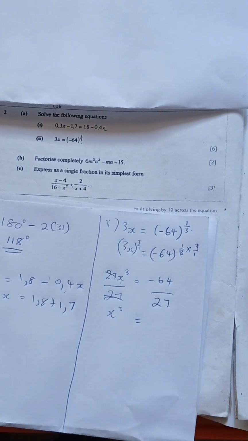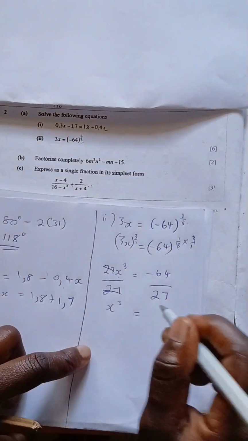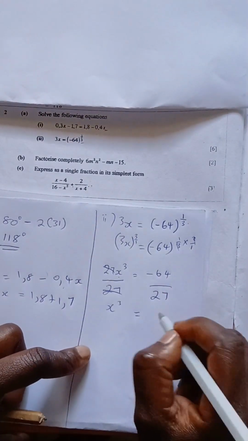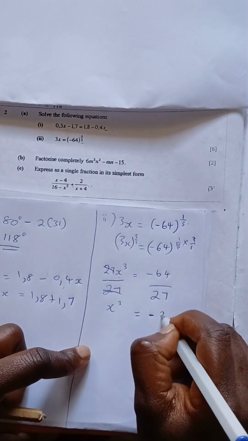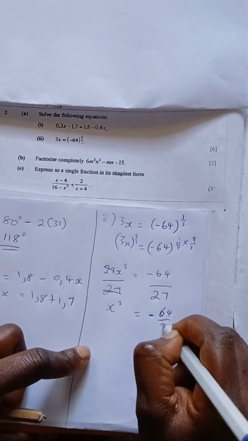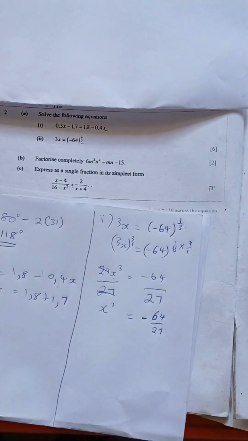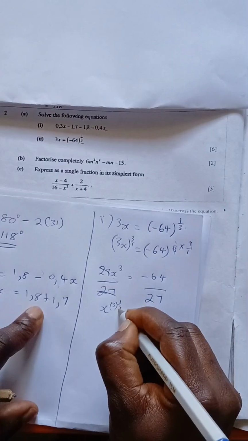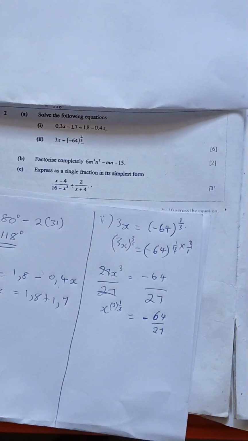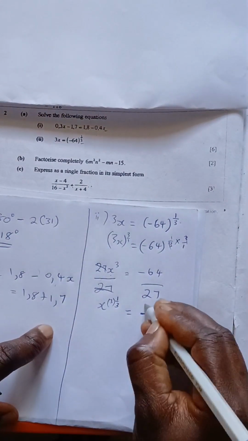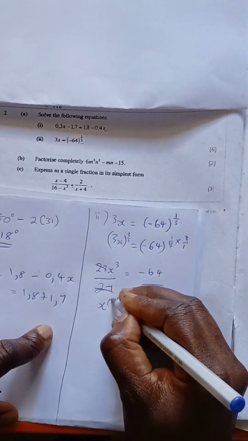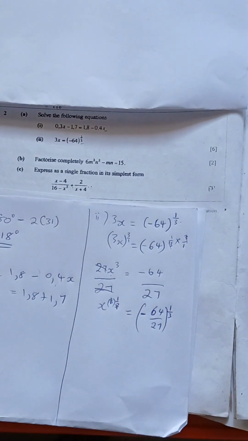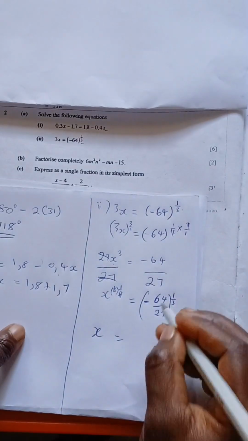Let's put it in proper fraction. Okay, it will still have the commas, so it will be negative 64 over 27. So for us to find the value of x, you raise every power with power third, right? So we want to remove these 3. That's how we remove it. So we have our x is equal to this one.